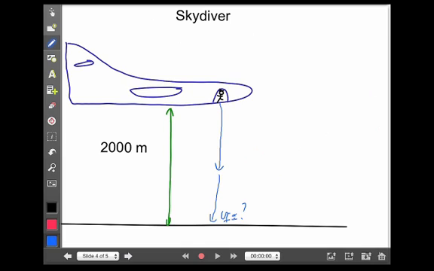Okay. Well, let's look at our givens. Since he just stepped out of the plane, we're going to say our initial velocity is 0. Well, free fall, acceleration is negative 10. And our displacement, he's going to drop 2,000 meters. So it's negative 2,000. Final velocity, no time. Let's go to time unknown.